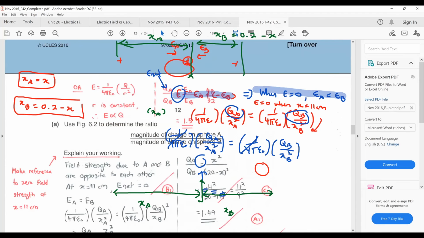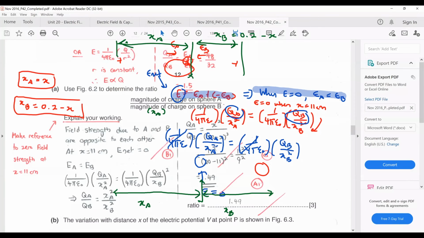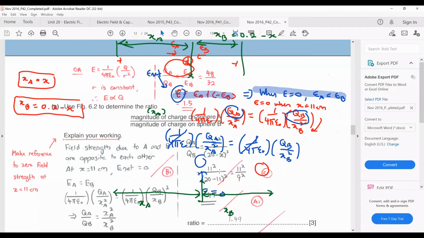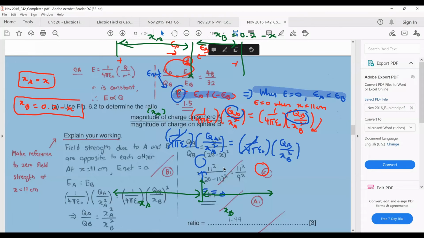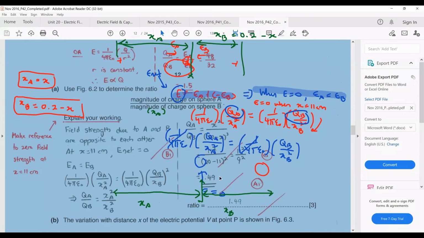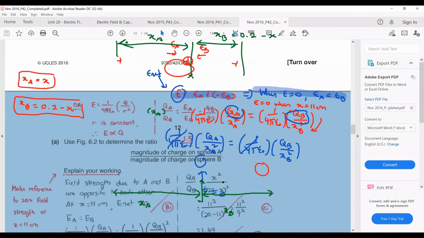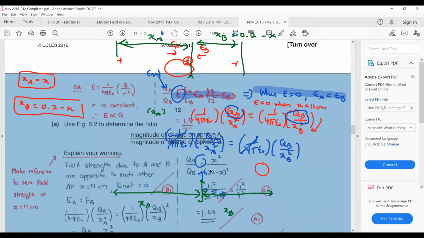Okay, the workings here I did not change to meter. I left it in centimeter because the units will cancel off. You can leave it in centimeter, you can leave it in meter if you like. They will cancel off eventually, so it doesn't really matter. So you eventually get your ratio as 1.49. QA to QB is 1.49.